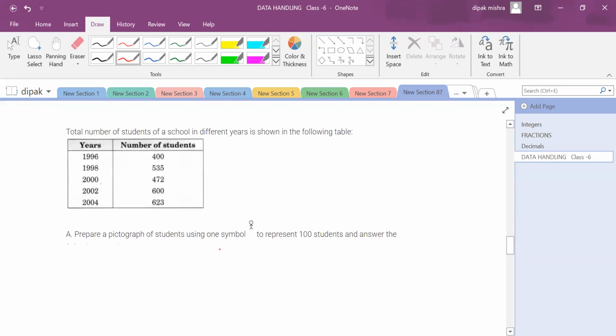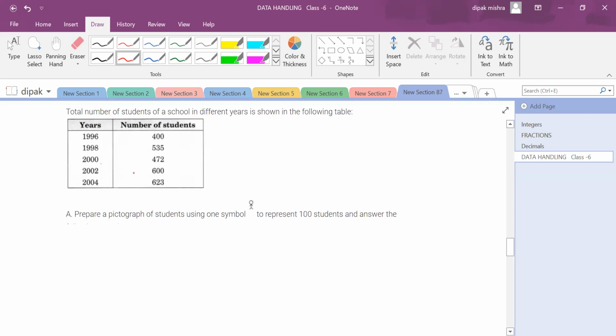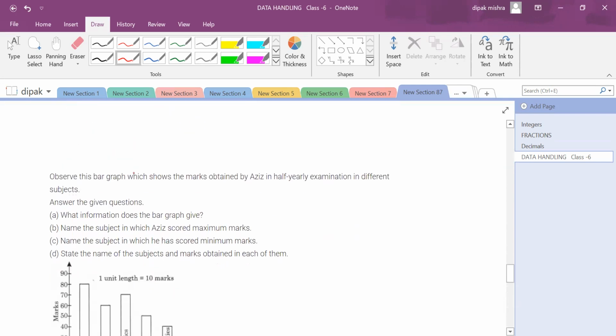I think this question, total number of years, it represents 100 students. So this is a wrong question. I guess I picked up the wrong diagram. Let's move on to the next question.